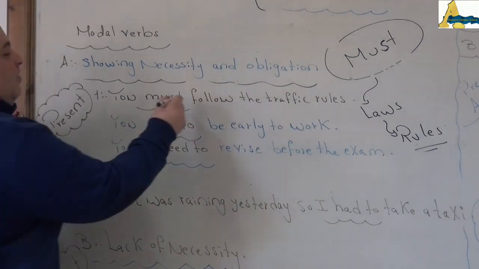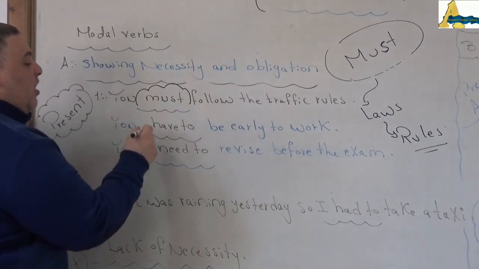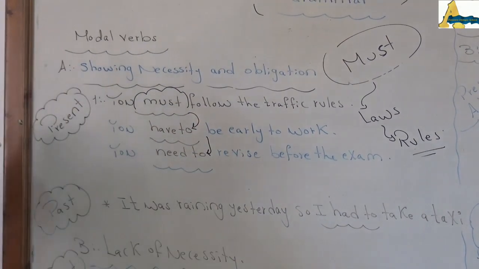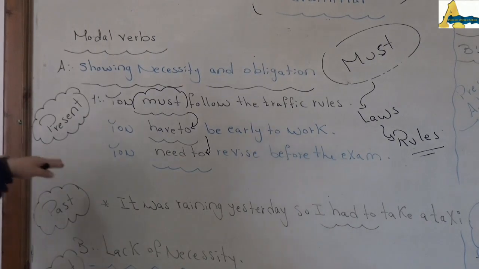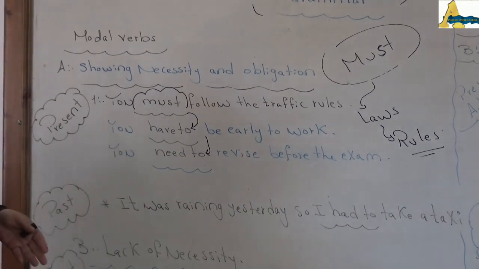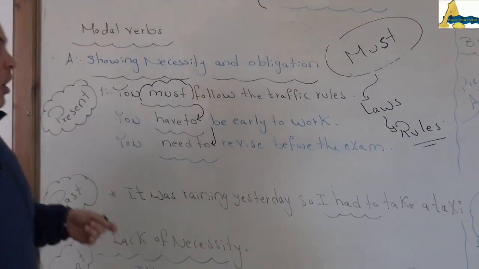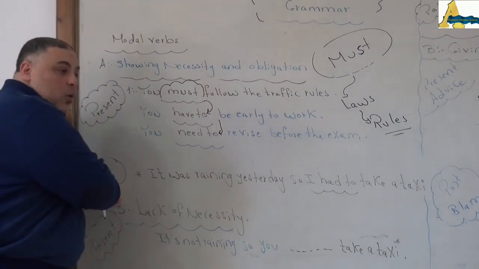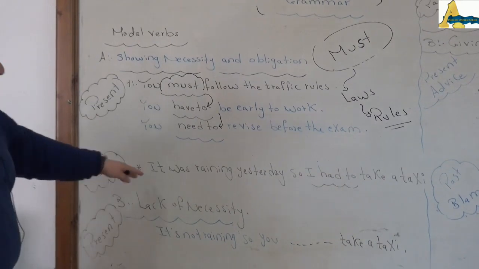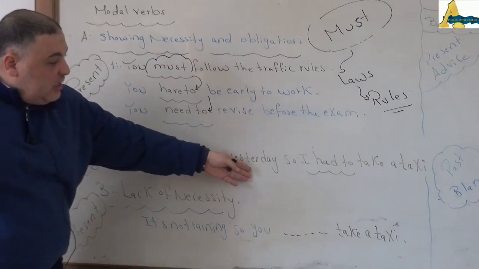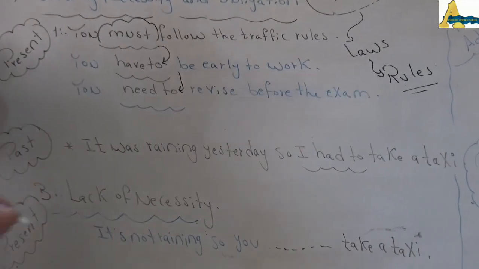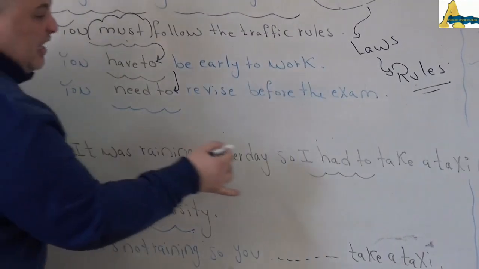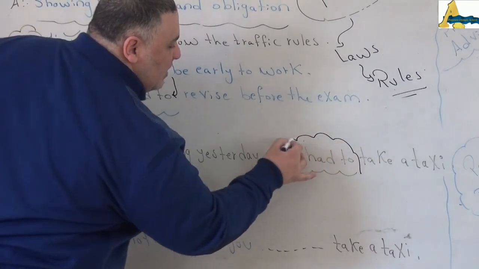We saw here that the word must could be replaced in other ways, just like have to or need to. What is important to understand here is that if it's raining today, for example, I must take a taxi, or I have to take a taxi. But if I go into the past and say yesterday it was raining, as you see in the example here, I'm not going to use must, have to, or need to. In that case, I will use the word had to.